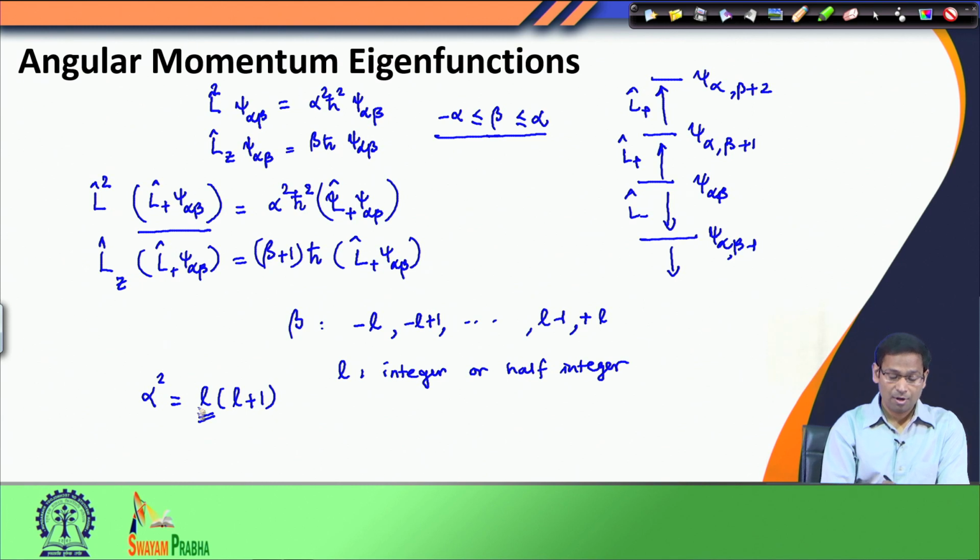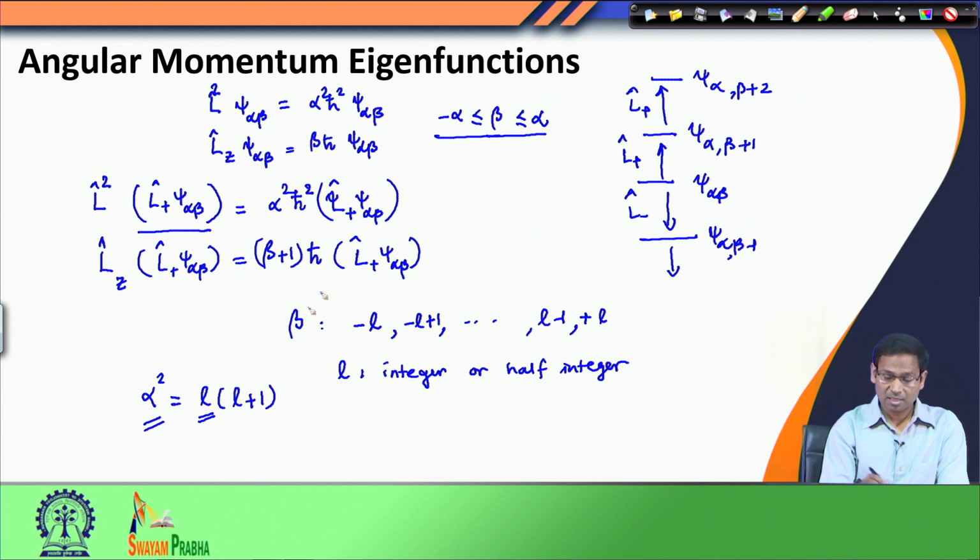So, therefore, for a particular value of L, I can have a definite value of alpha square, which is given by L into L plus 1, and the beta would vary from minus L to plus L in the step of 1.